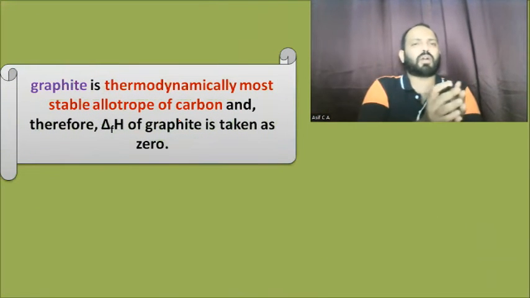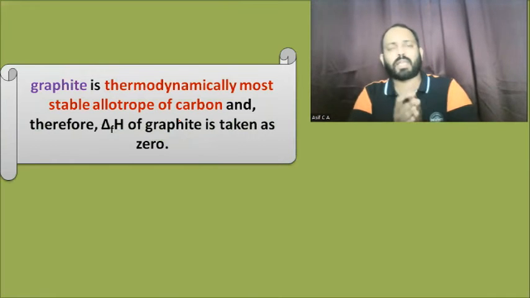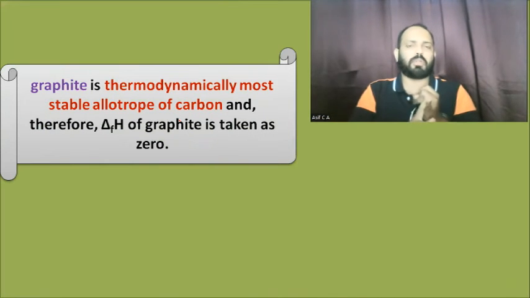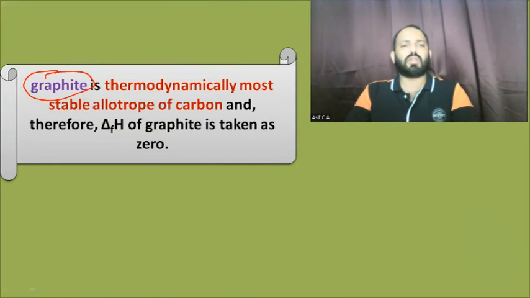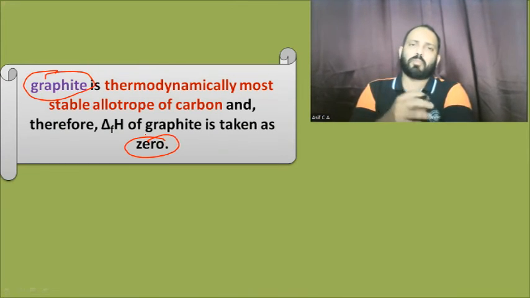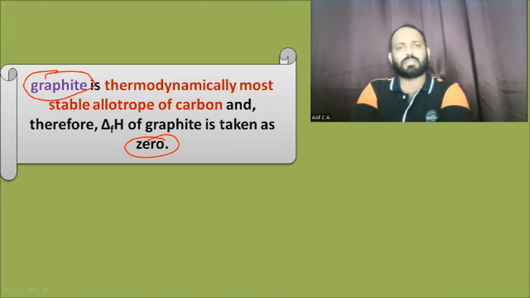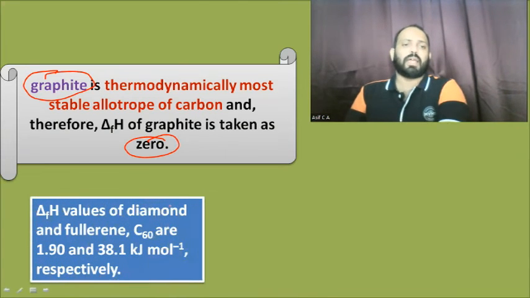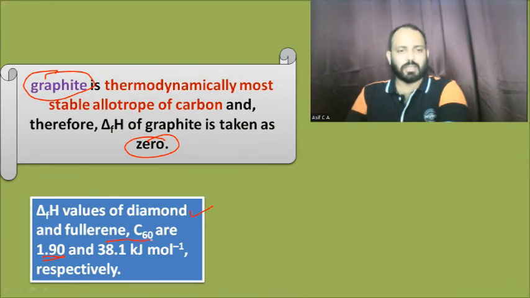Okay? Then if you compare the stability of these 3 crystalline allotropes, you have studied the 3 crystalline allotropes, right? Graphite, diamond and fullerene. Which is more thermally stable? Only one. Graphite is the most stable allotrope of carbon, and therefore its enthalpy of formation is 0. Enthalpy of formation of graphite we have taken as 0. It is a thermodynamically more stable allotrope. Enthalpy of formation of diamond is 1.90 kilojoules per mole. For fullerene, that is C60, the enthalpy of formation is 38.1 kilojoules per mole.